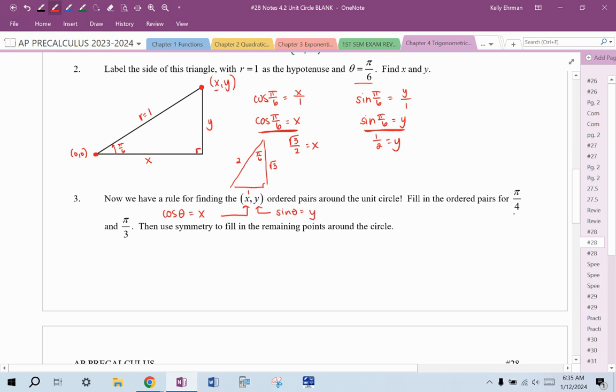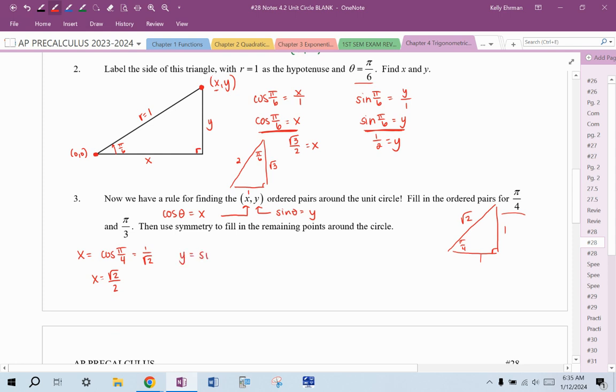So if I would like to fill in for pi over 4, I can say, well, the x-coordinate at the pi over 4 angle should just be the cosine of pi over 4. And we can figure out cosine of pi over 4. Let's draw that right triangle. That's the 45, 45, 90. It's got two legs of 1 and hypotenuse radical 2. So the cosine of pi over 4 is 1 over radical 2. And remember, we always rationalize our answers. So the x-coordinate is radical 2 over 2.